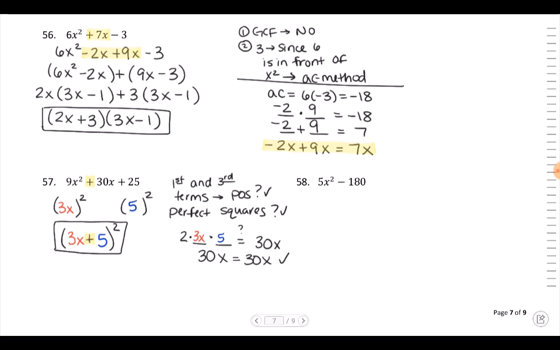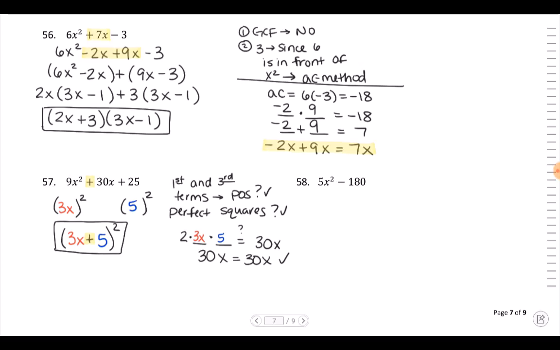Now, do you have to do that? Of course not. If you would like to do AC method on this, you can absolutely do that. The only issue with that is that 9 times 25 is kind of a big number. And I mean, it's not that big, okay? It's like, what, 225, I think. And then you're looking for what two numbers multiply to 225 and add to 30, and they'd be 15 and 15. So you can then still do this using the AC method if you don't really like this approach here. But if you notice the first and third happen to be perfect squares, it's likely that you have a perfect square trinomial.